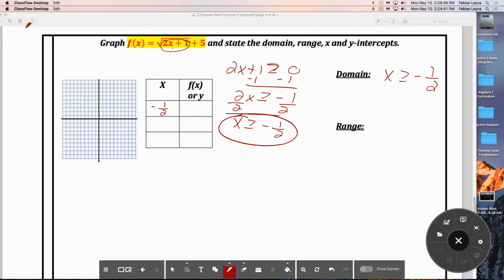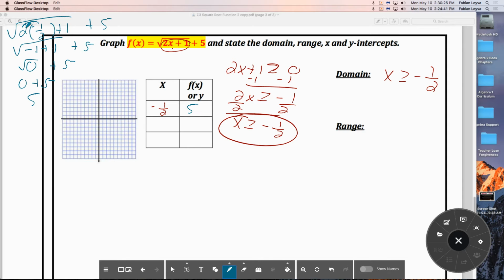Now let's plug in that value to see what its associated y is. I'm going to do this over here so there's a little more space. It's the square root of 2 times whatever x is, which is negative 1/2, plus 1. Don't forget to add 5, which is outside of your square root. What is 2 times negative 1/2? Half of 2 is 1, and don't forget the negative gives you negative 1. Plus 1, negative 1 plus 1 is 0. The square root of 0 is 0. And finally, 0 plus 5 is 5. So when you plug in negative 1/2, you get a 5 out.